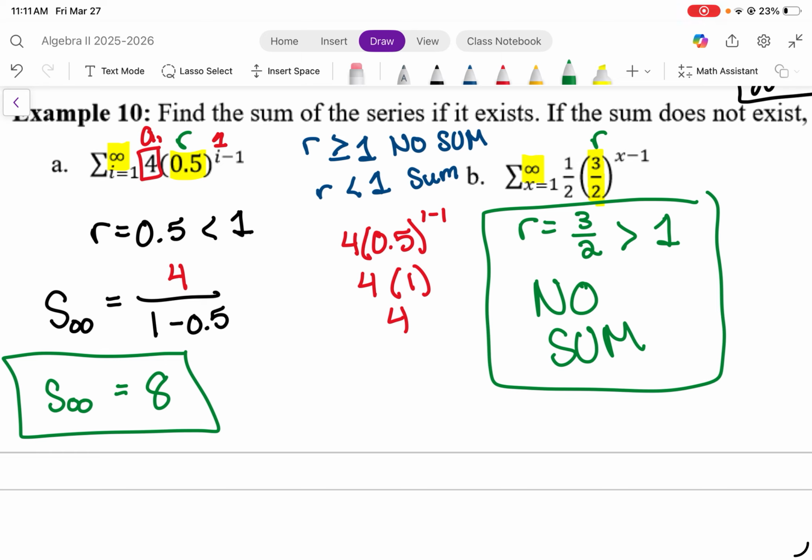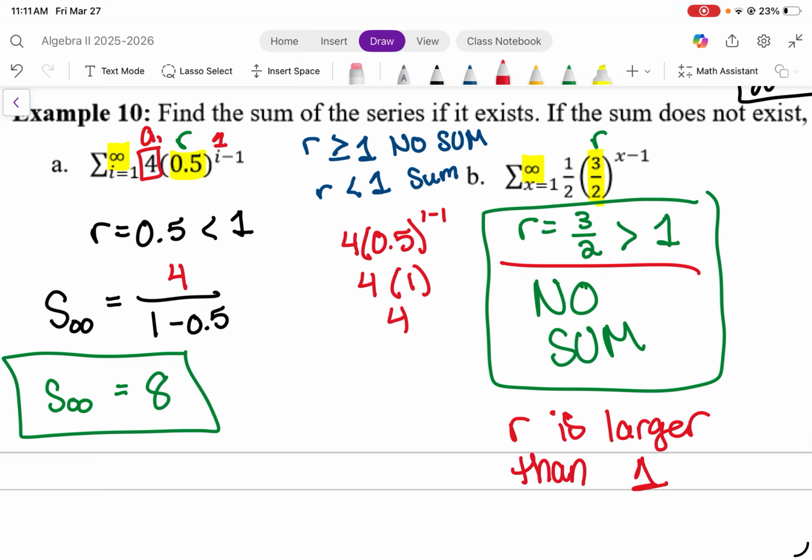That is all the work you have to show, but it is important you do show something about r being bigger than 1, the way I have it written, or you can write it out in words that r is larger than 1. Or if you want to write, because the terms are going to keep getting bigger, that means the sum will keep getting bigger and there will be no definitive answer. That would also work, but you have to have something explaining why we know there is no sum.